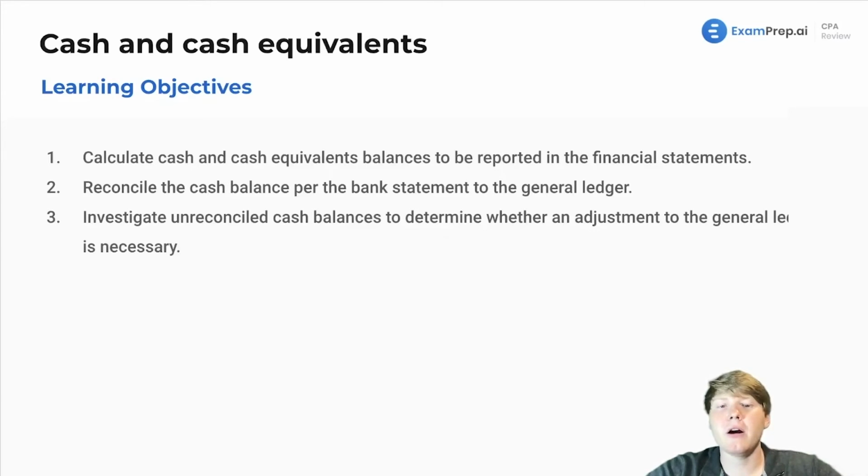So investigate unreconciled cash balances to determine whether an adjustment to the general ledger is necessary. We're never really going to touch a general ledger here in any of the sections in the FAR exam. However, that's what you're pulling the information from. That's where you're getting it from, and you're accounting for it here. So that's the real world application. Let's jump into some educational application and get started.